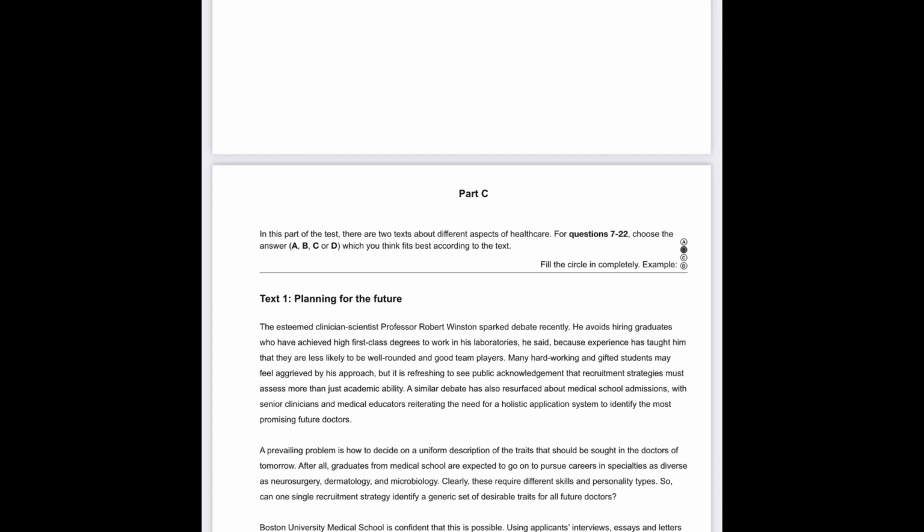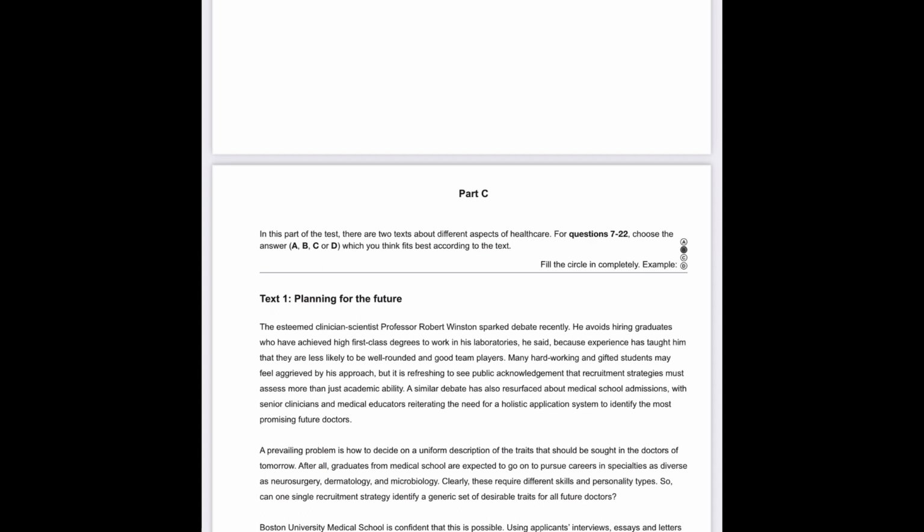Many hard-working and gifted students may feel aggrieved by his approach, but it is refreshing to see public acknowledgement that recruitment strategies must assess more than just academic ability. A similar debate has also resurfaced about medical school admissions, with senior clinicians and medical educators reiterating the need for a holistic application system to identify the most promising future doctors.